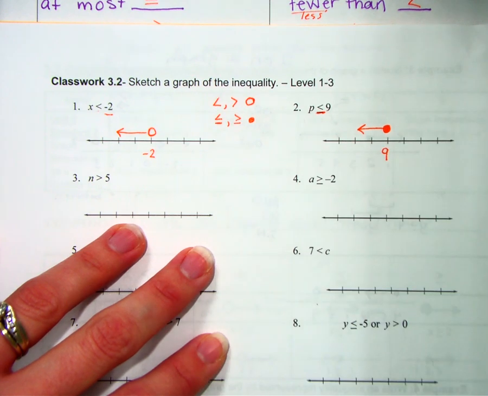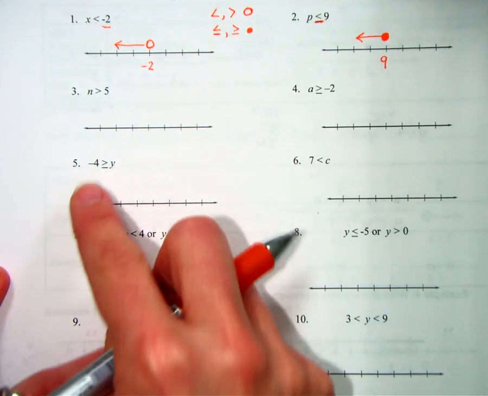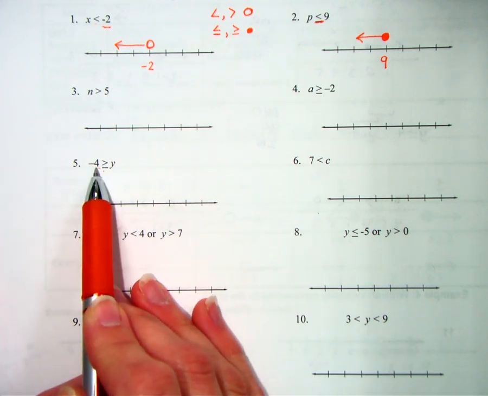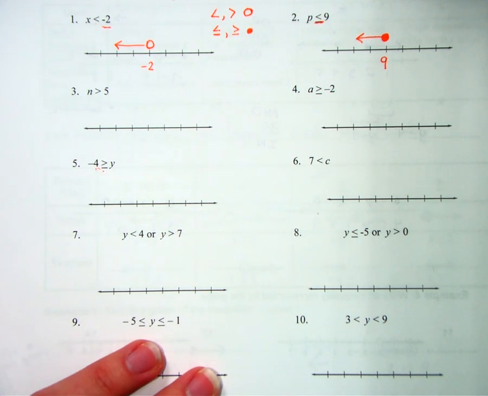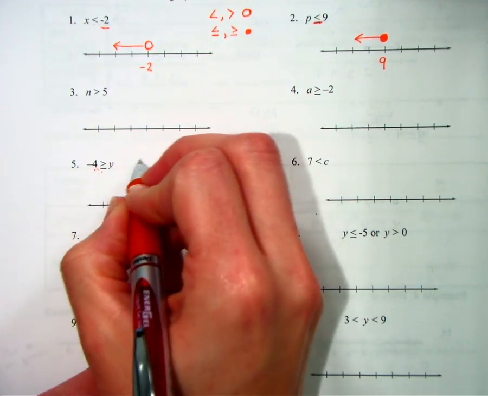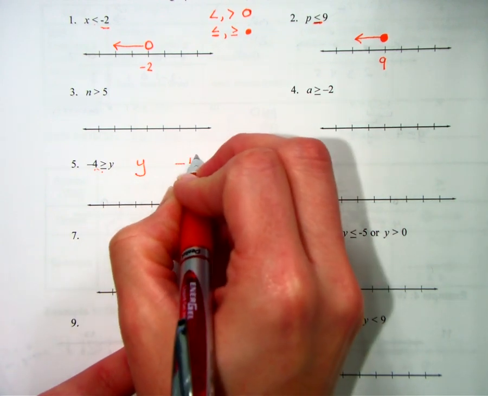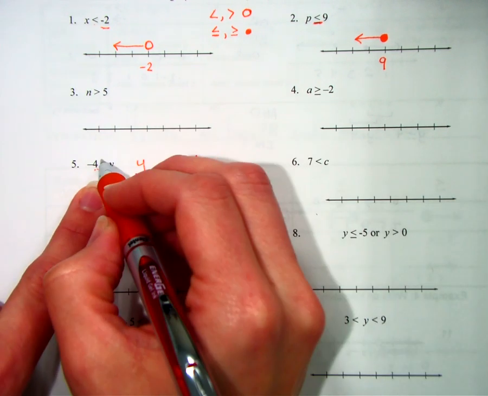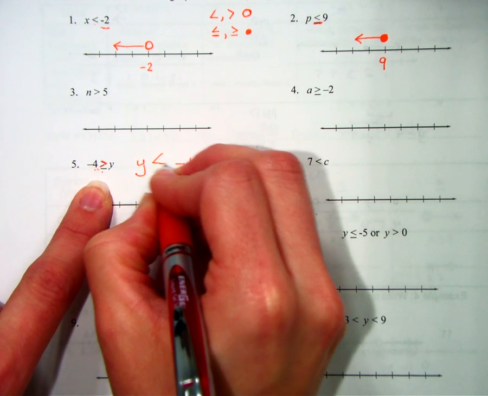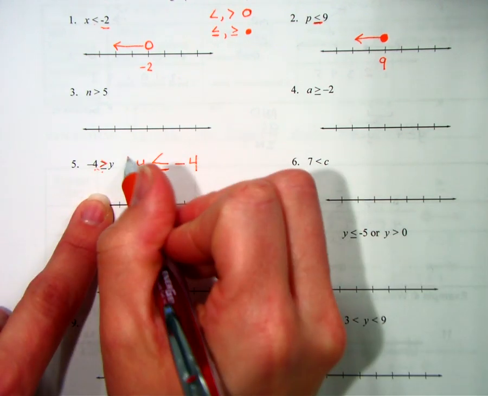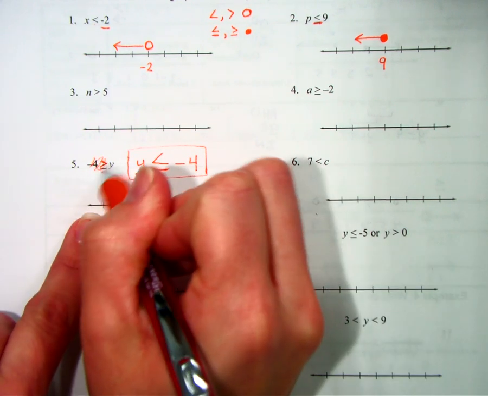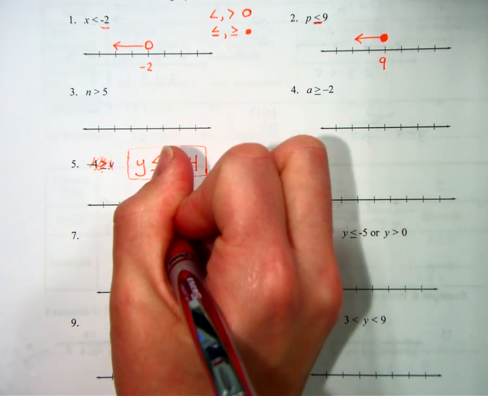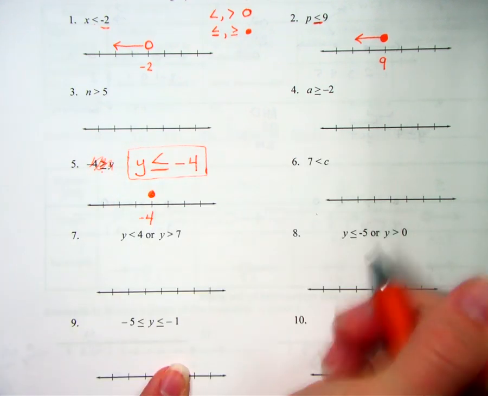Okay, pretty straightforward, right? So that's your level 1. Level 2 jumps up here, where you see how it's not the letter first. The letter needs to be first in order to figure out which way the arrow goes. So I'm going to put the letter first and switch to the number second. But when I flip the order, I've got to flip the sign. The sign still has to point at the same thing. Here it's pointing at the Y, so it's still got to point at the Y. So this is what we're actually going to draw, not this. We put that negative 4 right in the middle, we fill in a dot because of the line underneath, and our arrow should be pointing that way.